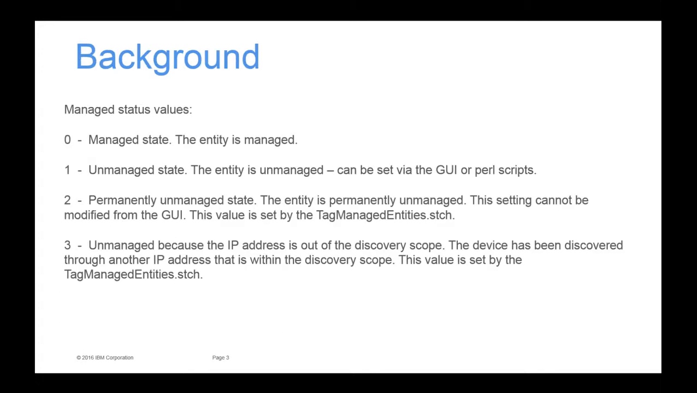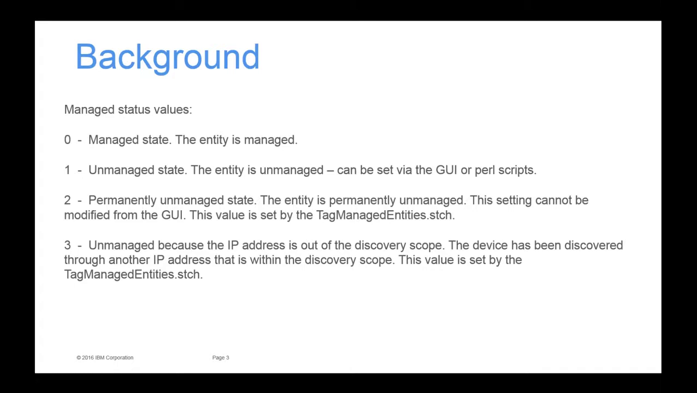So if we can move on to the next slide, Krishna. On the screen here you can see the different values that managed status can have. We have 0, 1, 2, and 3, 0 being that the entity is managed. In addition to a 0, you can have a null value, which also corresponds to an entity being managed. 1 is the unmanaged state, an entity that has been set to unmanaged via the GUI or the Perl scripts. Number 2 is a permanently unmanaged state.